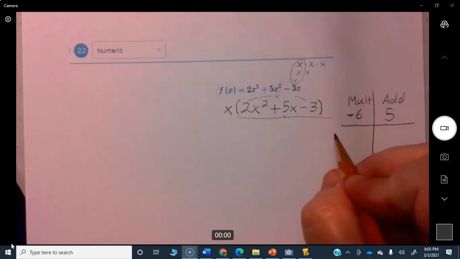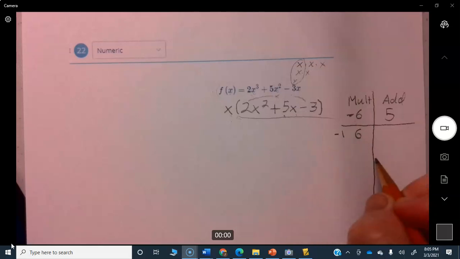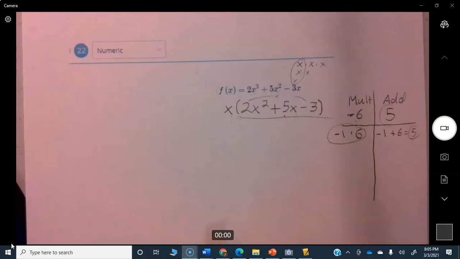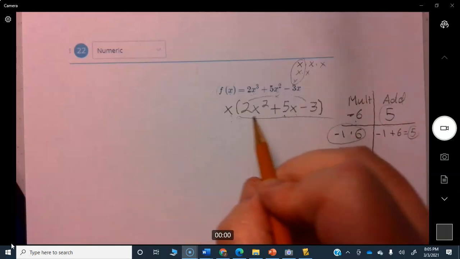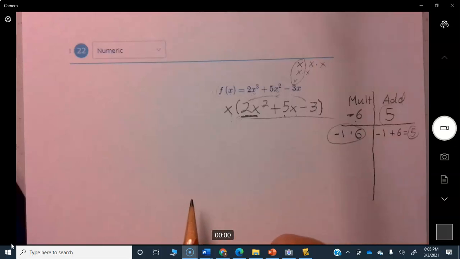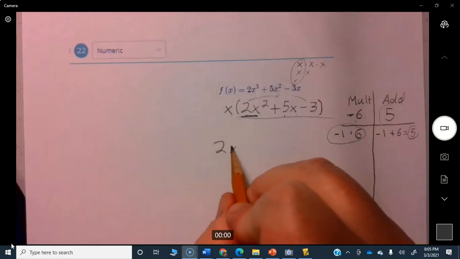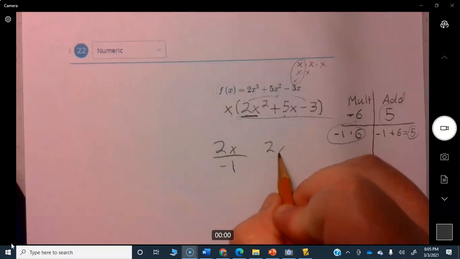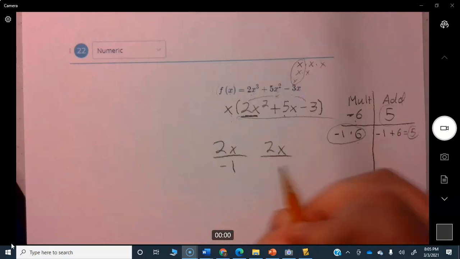So I'm going to start with a negative 1, positive 6. And that's going to equal negative 6. And negative 1 plus 6 equals 5. So right off the bat, we found the two numbers. It's negative 1 and 6. So now we're going to take the 2x only and make a ratio, 2x over negative 1 and then 2x over 6.